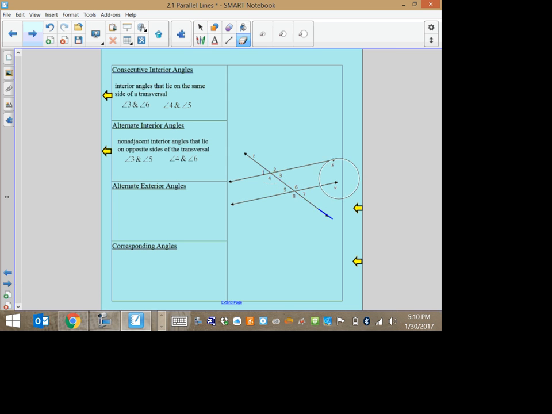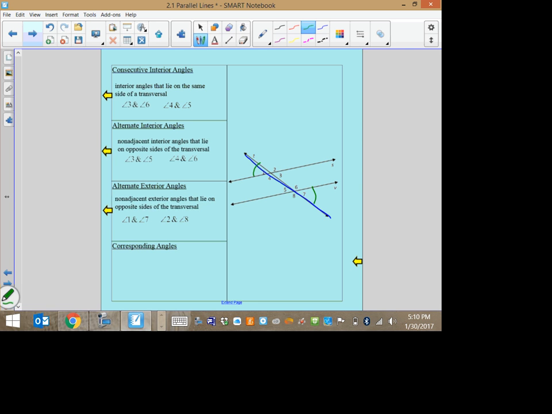Can you take a guess what alternate exterior angles would be? Correct. Non-adjacent exterior angles that lie on opposite sides of the transversal, but they are also, again, non-adjacent. So outside would be angles 1 and 7, because they're on opposite sides of the transversal but non-adjacent, and then angles 2 and 8.